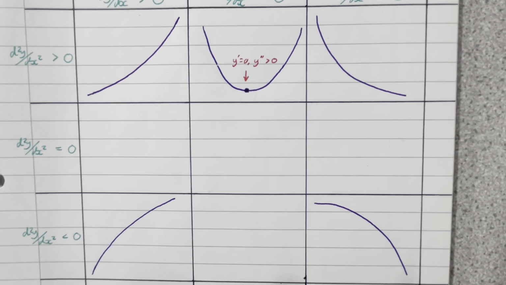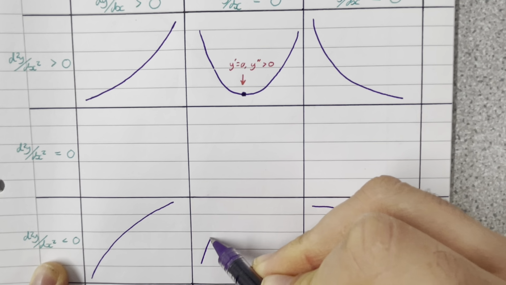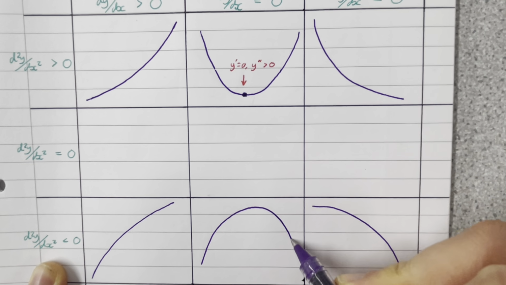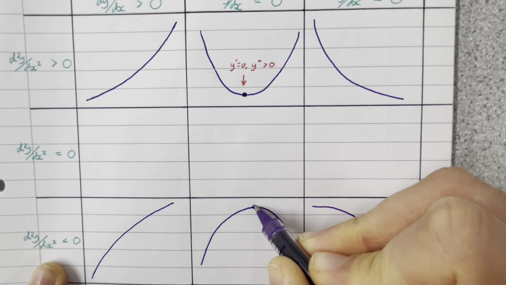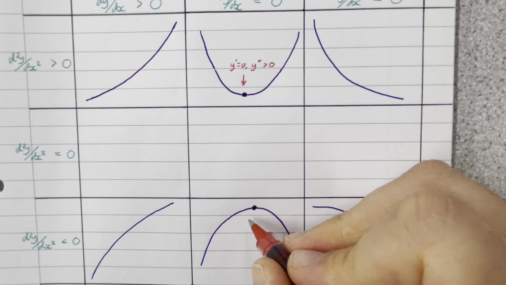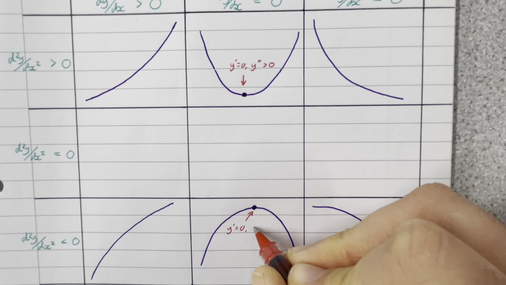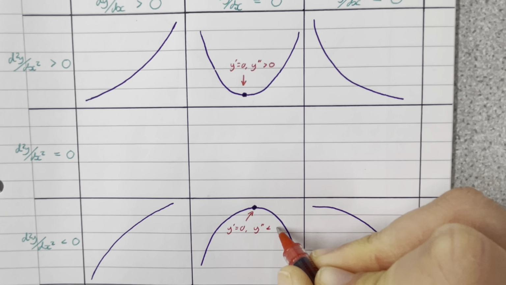And similarly down here, the gradient is decreasing. The only way that's going to happen is if it's gone from a positive gradient to a negative gradient. That's the only way a gradient can be 0 and decreasing. At this point here, the gradient is 0, so y primed is 0, and y double primed is negative.